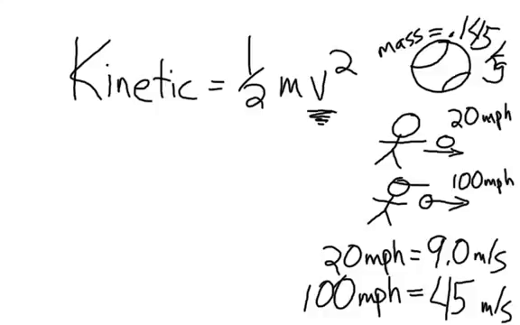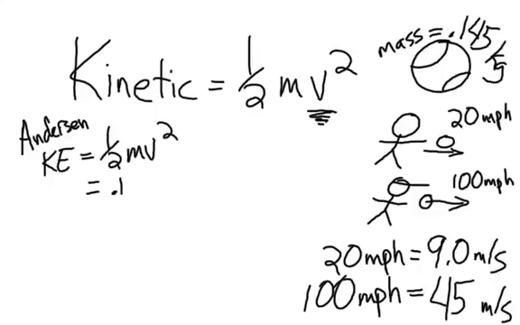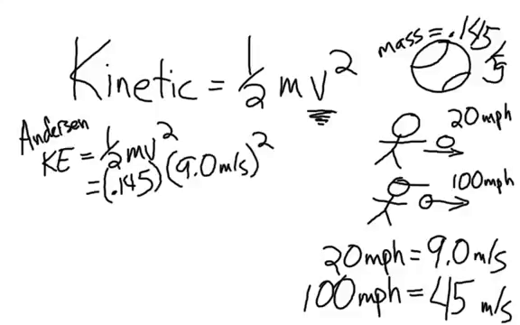First of all, let's figure out how much kinetic energy my 20-mile-an-hour pitch would have. We use the equation 1/2 mv squared, where m is 0.145 kilograms and v is 9.0 meters per second. We then take that times 1/2 and square the velocity, and I get, using significant digits, 5.9 joules of energy.